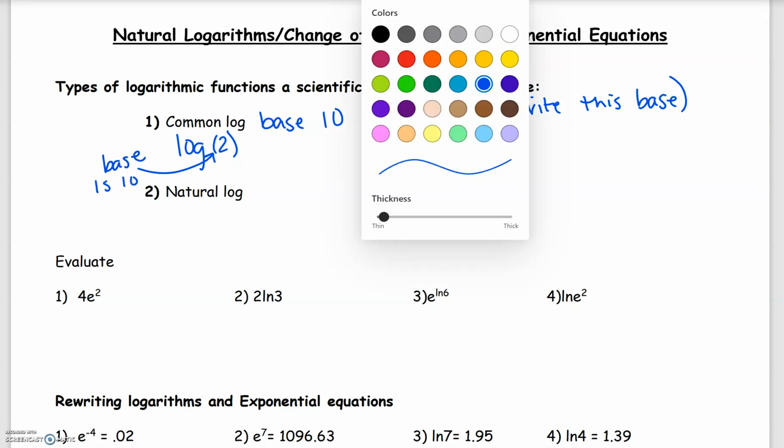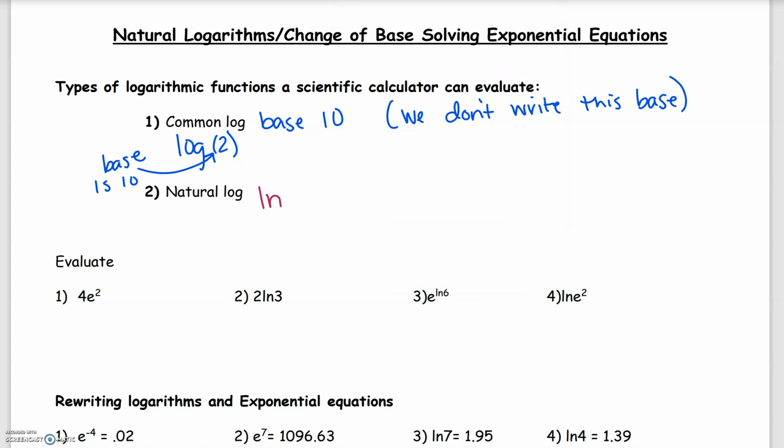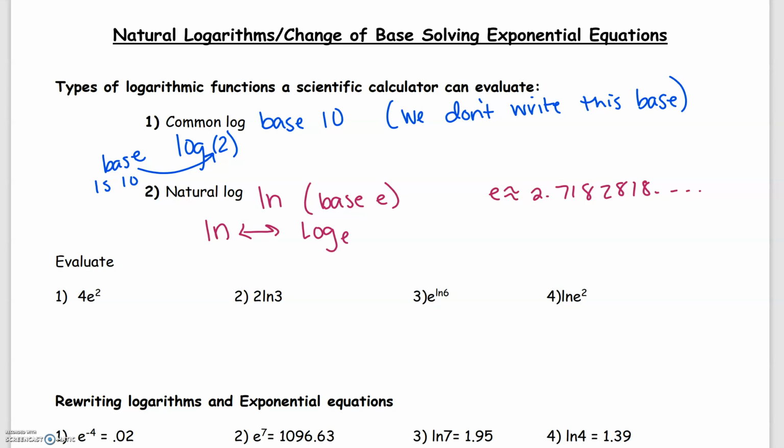And then we have the natural log, which is written with an ln. And this is a base of e. e is approximately 2.7182818, and so on forever. So ln is just a log with a base of e. We just write it ln, and then we know that it's a base of e.